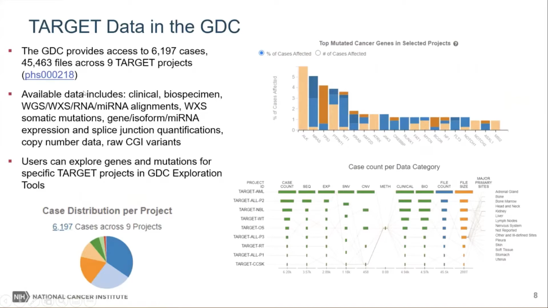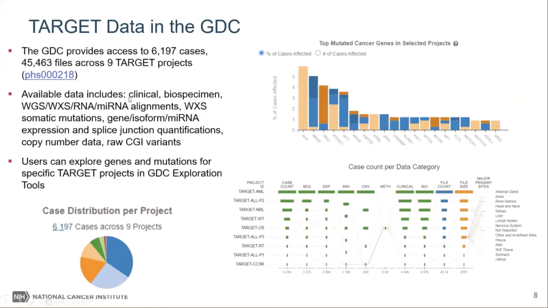One thing I want to point out is these numbers here, the phs numbers. If you're not familiar, to get access to controlled data in the GDC, you go through dbGaP, and these numbers are the dbGaP accession numbers, and Bijou will be going into later how you can apply for access to some of the controlled data in the GDC.